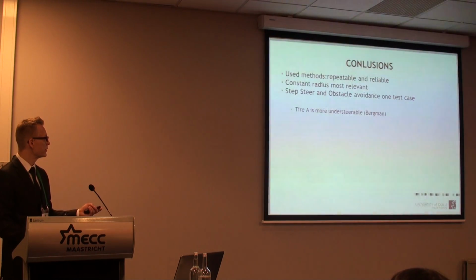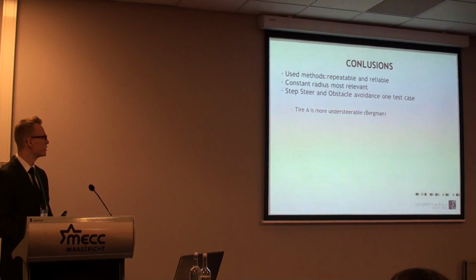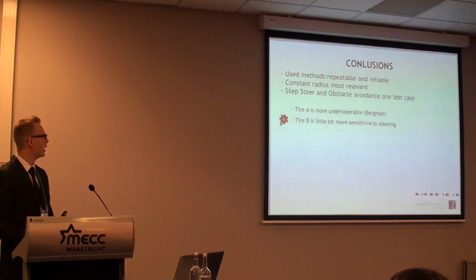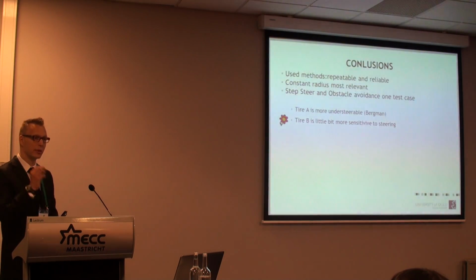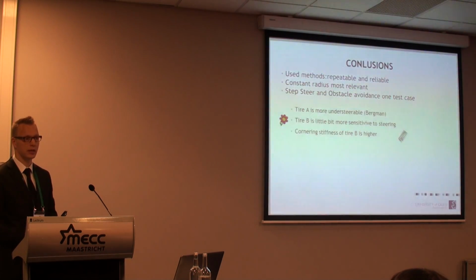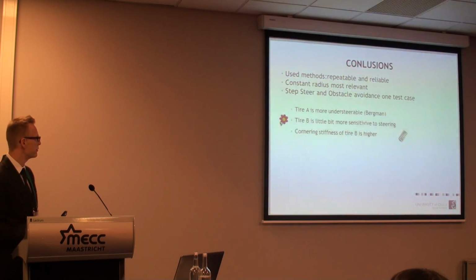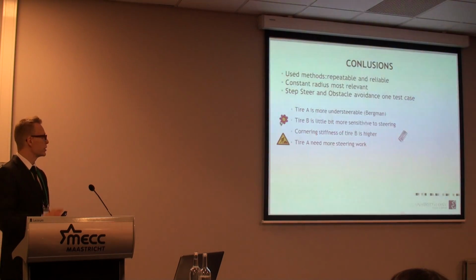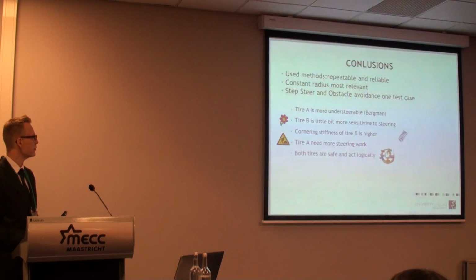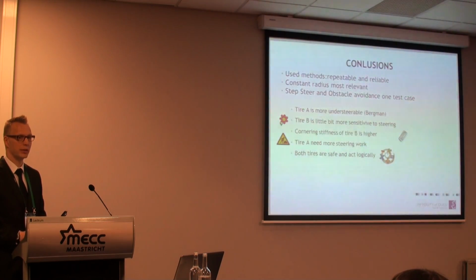And so the summary of the tires: tire A feels more understeering for the driver, based on the Bergman theory, and B is just a little bit more sensitive for steering, and the cornering stiffness of tire B is higher. That means that the rear axle is stiffer in cornering in steady-state situations, and tire A needs more work, as could be seen from the obstacle avoidance test. But both tires were acting logically, and I think they're safe and predictable tires.